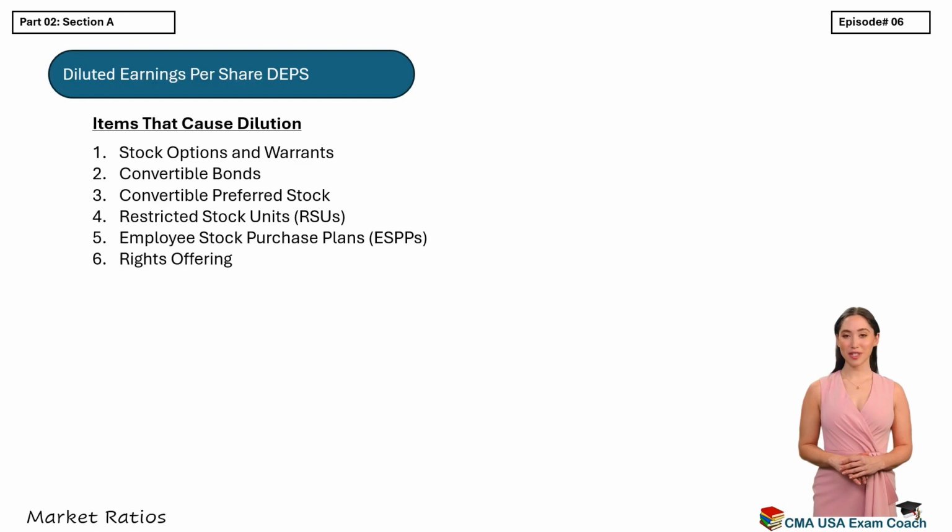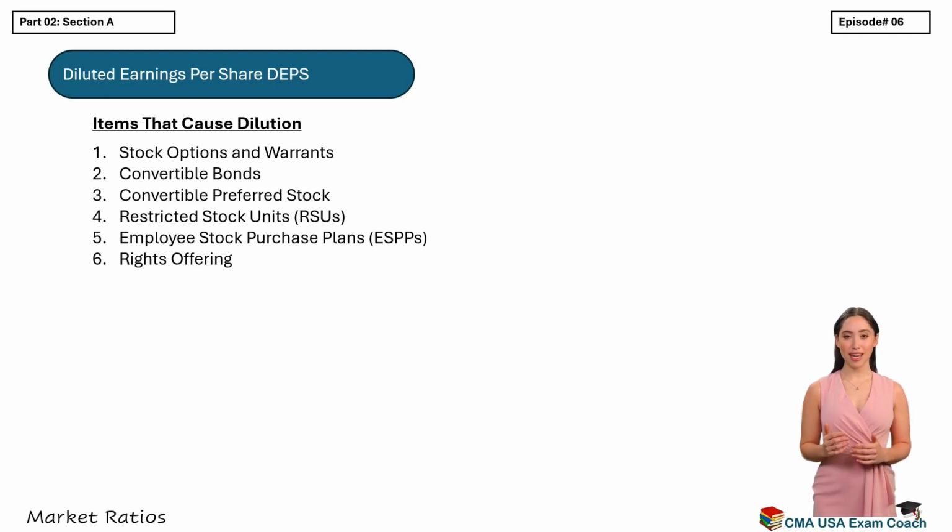Restricted stock units (RSUs). RSUs are a form of equity compensation given to employees. These are shares that are granted but not vested until certain conditions are met, such as time-based or performance-based requirements. Once the RSUs vest, the employee receives the shares, which adds to the overall share count and contributes to dilution.